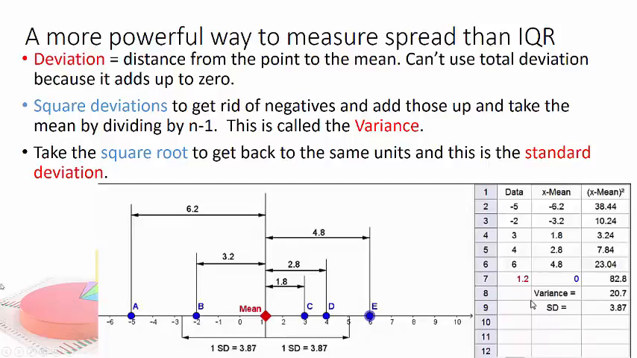So the way that we do it, again, and your calculator will do this automatically, is we take the data point minus the mean, square them, add them up, divide by n minus 1, and then take the square root to get the standard deviation. So you'll often see variance and standard deviation when you're looking at data.